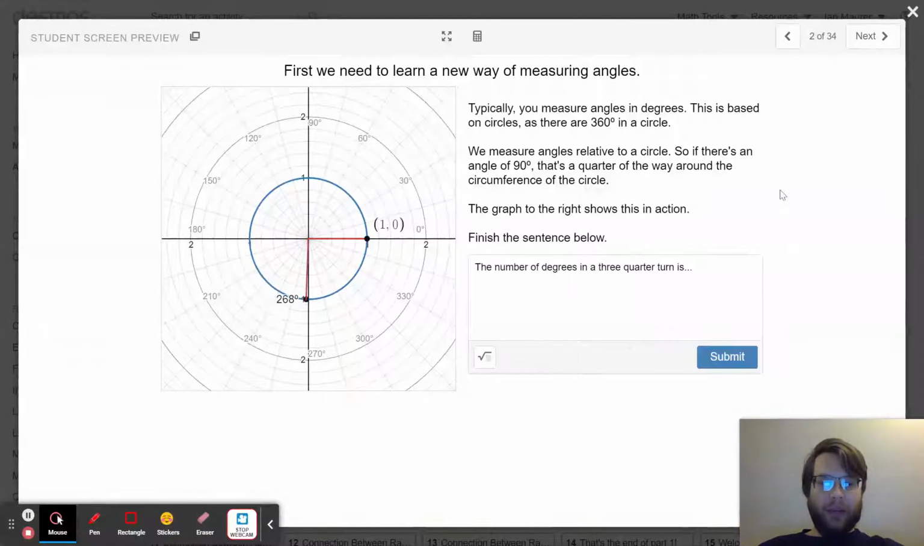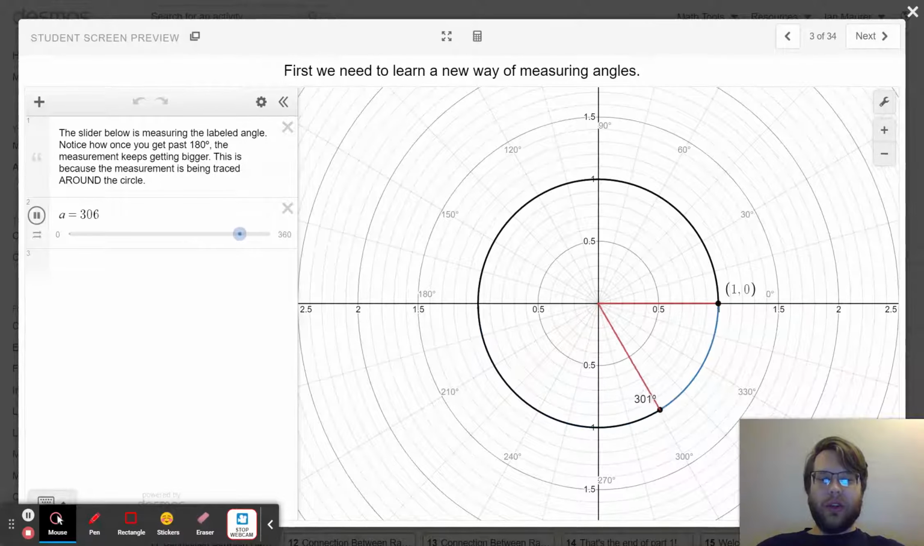Hopefully everybody's familiar with the fact that we have 360 degrees in a circle. As you spin around 360 degrees in a circle, you can think about a quarter circle, half circle, 3/4 of a circle, all those different measurements there. And so think about how to answer that question.